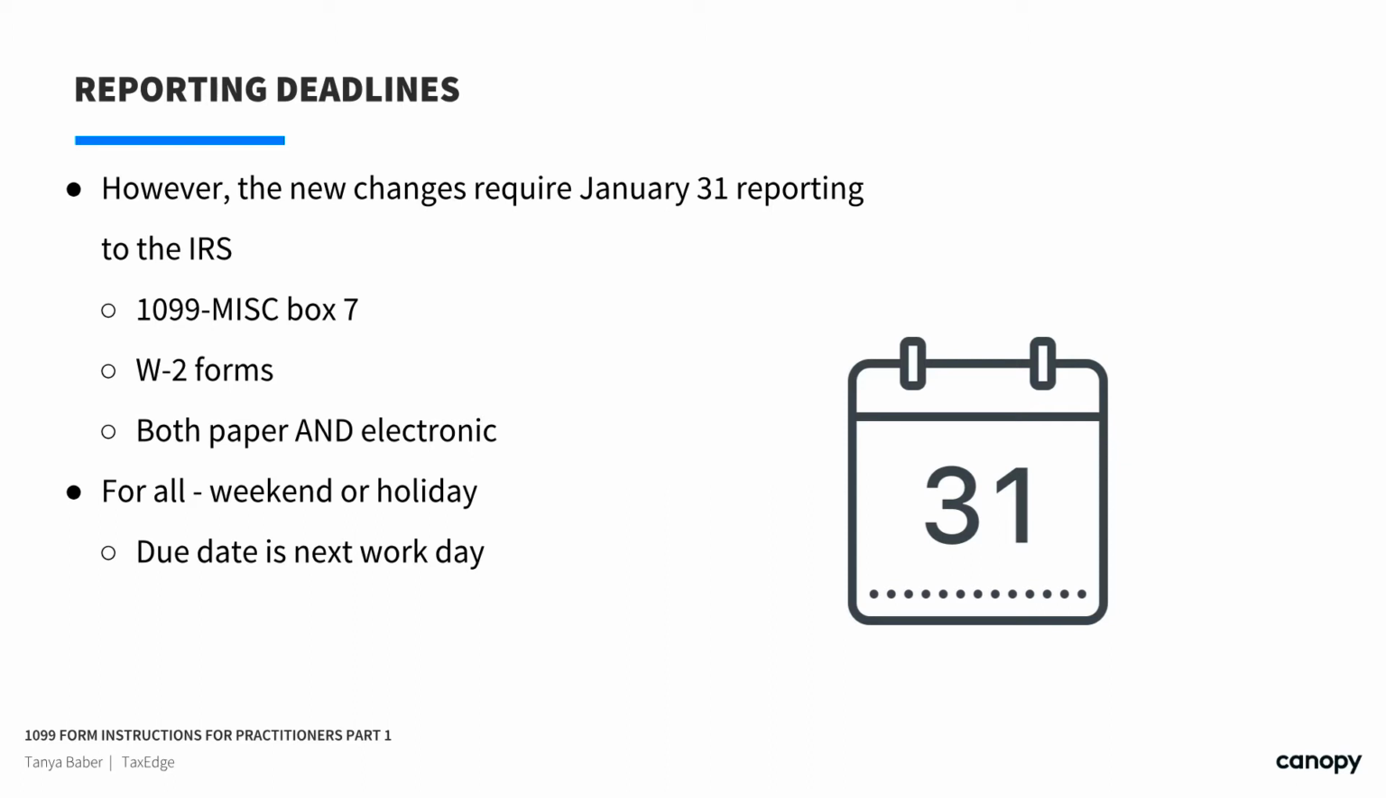And for all, this is not just these particular ones, but all forms and everything, if we say January 31st is the due date, if it falls on a weekend or holiday, they're going to give you the next workday. So I believe this year, February 28th may be a weekend, so that's just going to push it to the next date. But it is always, for these two specific ones, January 31st, and most everything else ends up being a little bit later.